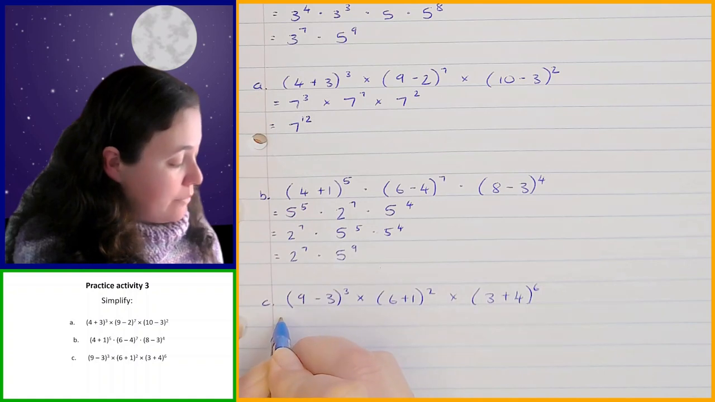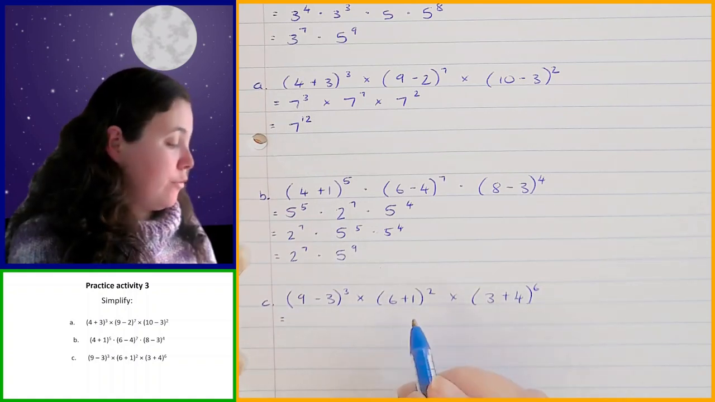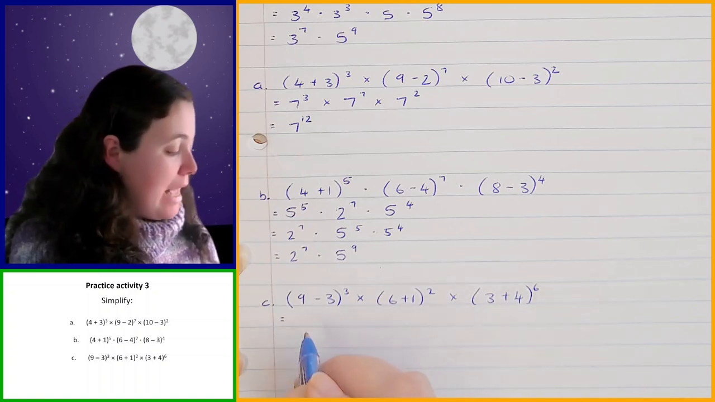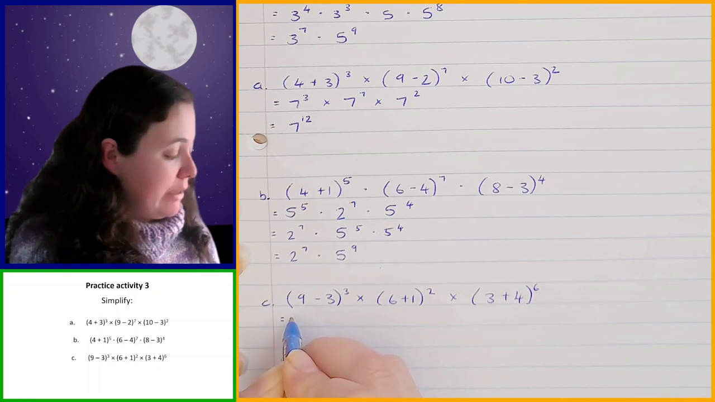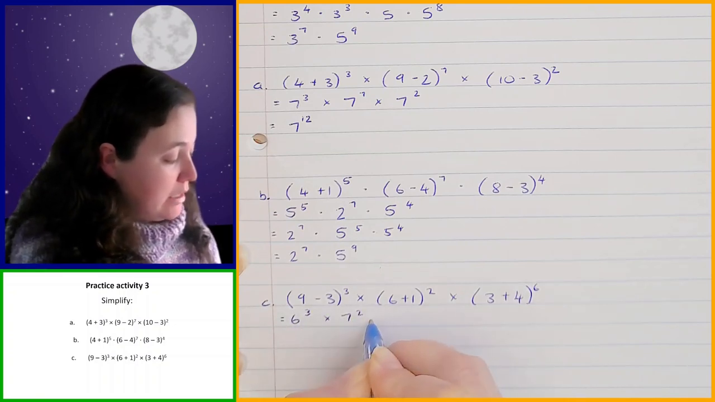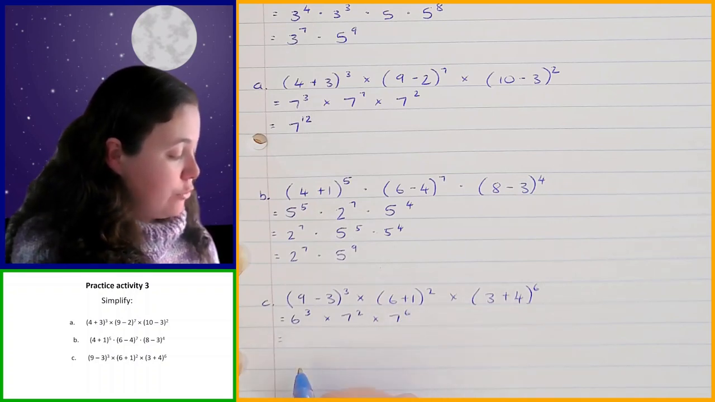And then the last one, we have 9 minus 3 to the power of 3 times 6 plus 1 squared times 3 plus 4 to the power of 6. And I simplify inside the brackets. That gives me 6 cubed times 7 squared times 7 to the power of 6. Now, in this case, I don't need to do any rearranging. I can go straight ahead and simplify.